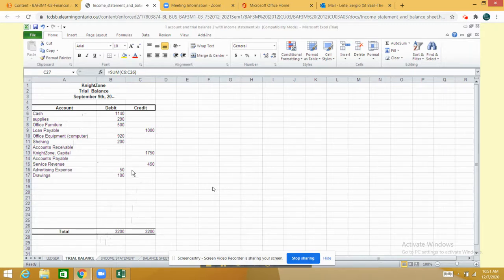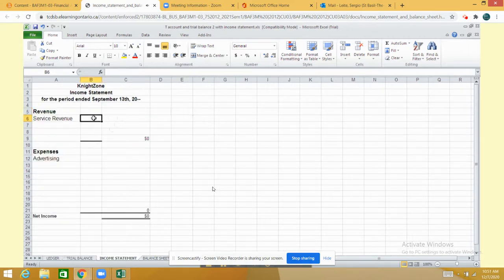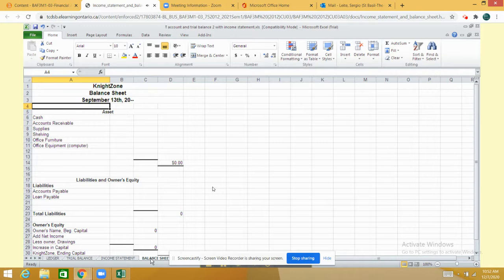So the service revenue was $450. So we'll put service revenue for $450. And if you can recall, expenses were $50 for advertising. It's a pretty simple income statement. As we see, our total revenues are $450 and our total expenses are $50. So net income is therefore revenues minus expenses. Therefore, it's $400.